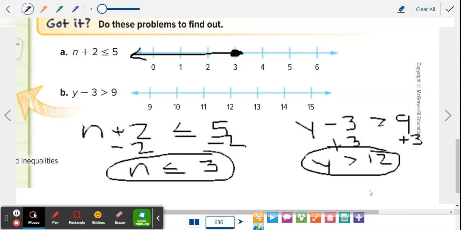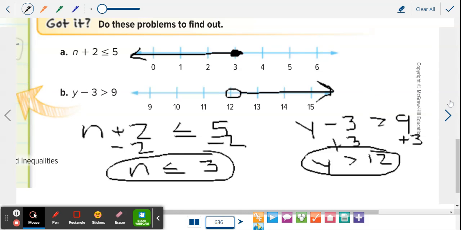Okay, now on this one, circle or dot? This is a circle because it doesn't equal 12. Left or right? To the right. And that's it. Any questions on those? So it's just one step, either adding or subtracting in this case.